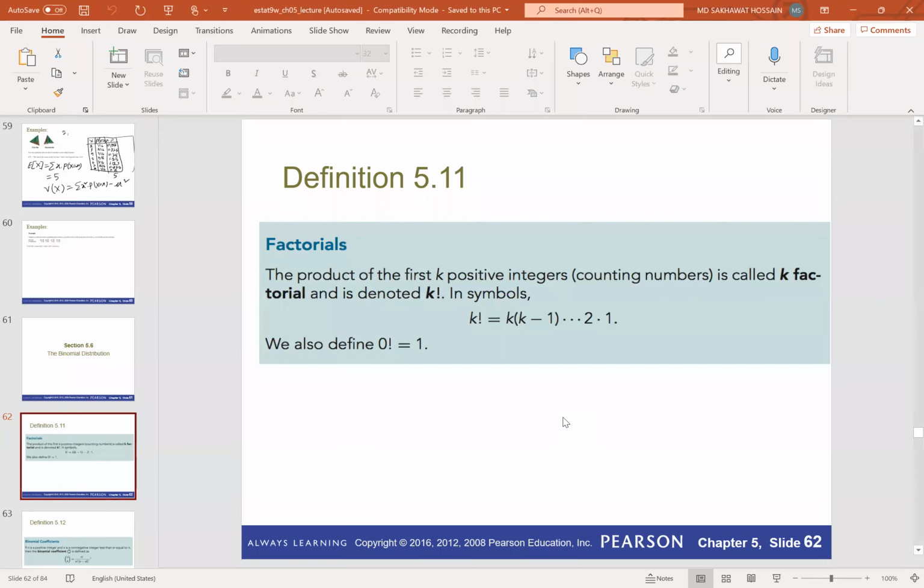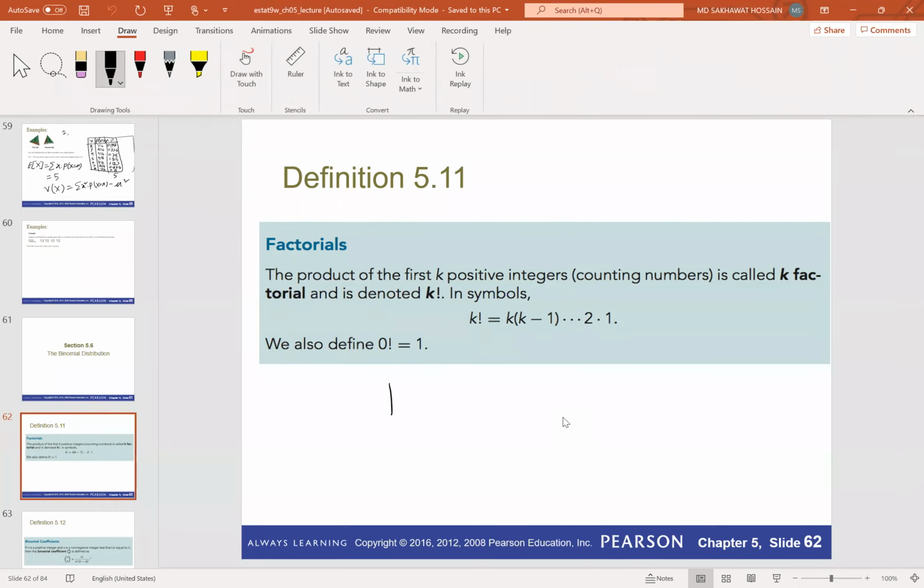Before going to the binomial distribution, first we need to discuss some terms which we will be using in binomial distribution probability calculation. So the first term is factorials. Are you familiar with this term, factorial? Yes. Okay, that's great.